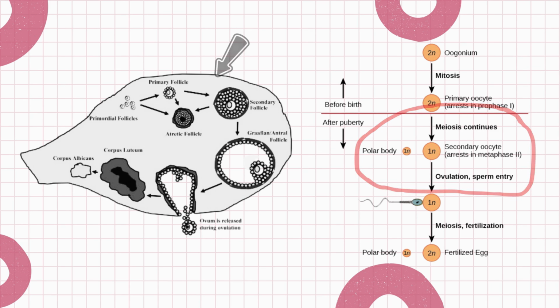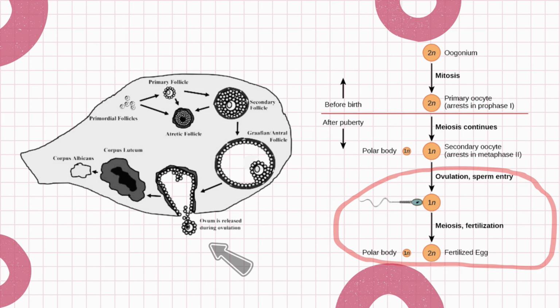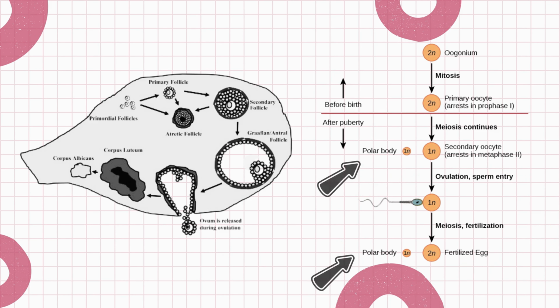Its primary oocyte completes meiosis 1, resulting in a secondary oocyte and a first polar body through unequal cytokinesis. The secondary oocyte immediately enters meiosis 2 but halts at metaphase 2, at which point it is released from the follicle during ovulation. Completion of meiosis 2 occurs only if a sperm cell penetrates the oocyte. Both meiotic divisions involve unequal cytokinesis, producing smaller cells called polar bodies, which eventually degenerate. The final outcome of oogenesis is a single, large, mature ovum capable of being fertilized.